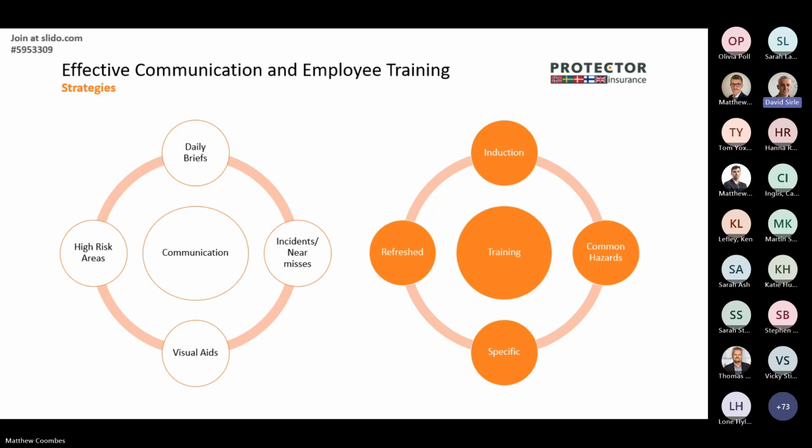Also, if you have a high staff turnover, then carrying out regular refresher training can help to ensure that everyone is up to date. And as with everything else that we've covered, it's also important to ensure that refresher training is recorded in the same way as induction training or any other training that you provide your staff.